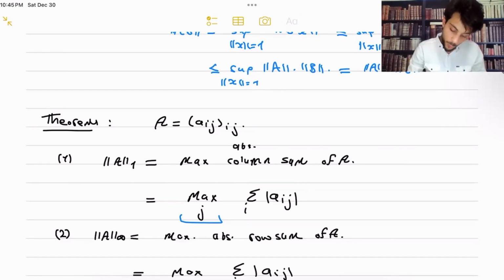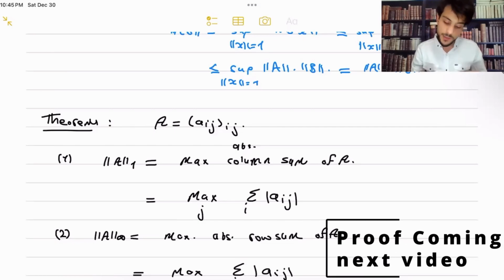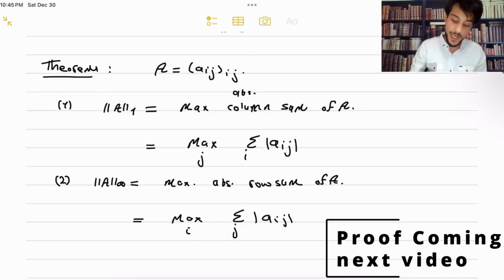So why is this important in the first place? Well, just imagine, we've descended from calculating the supremum over infinitely many vectors to just summing the entries of the rows and the columns, and just taking the maximums of the sums, right? This is tremendously easier, right? So let us prove this theorem. The proof isn't that bad, so let us do the proof.